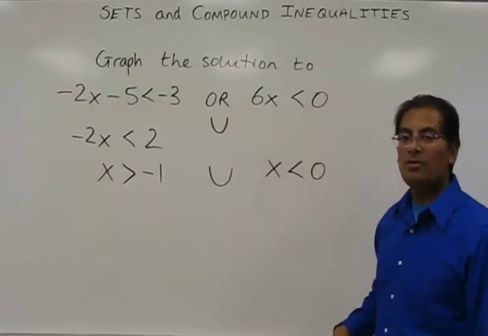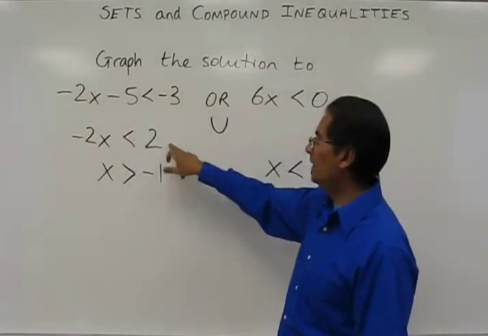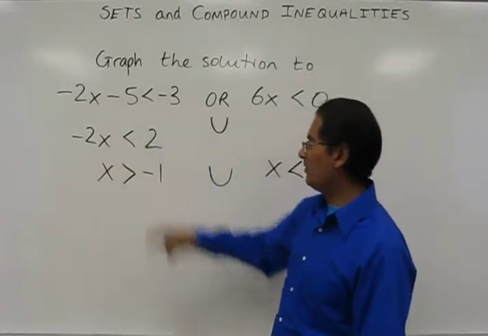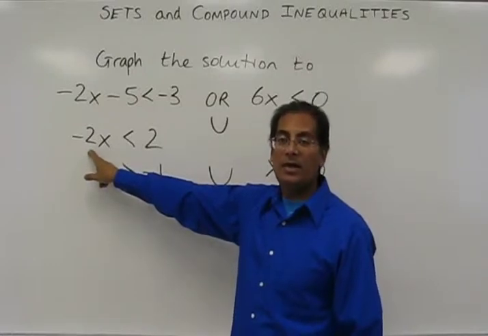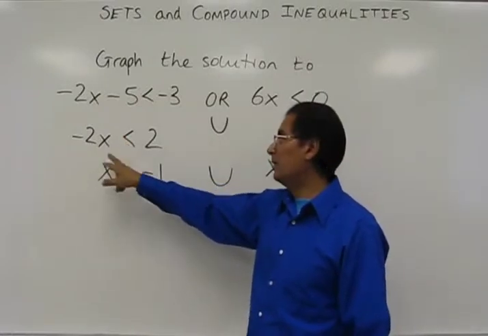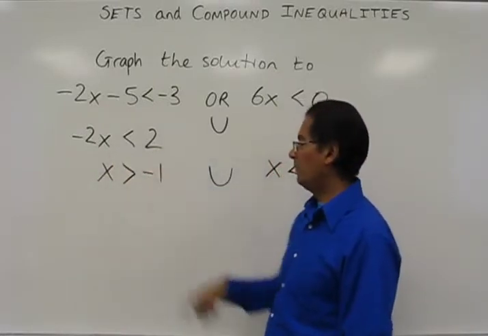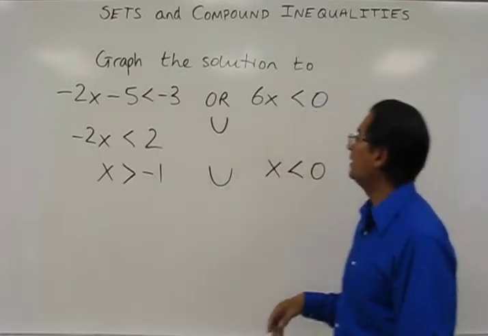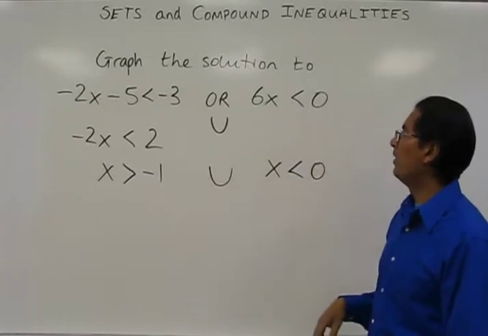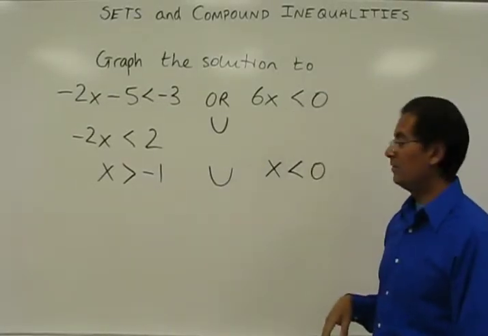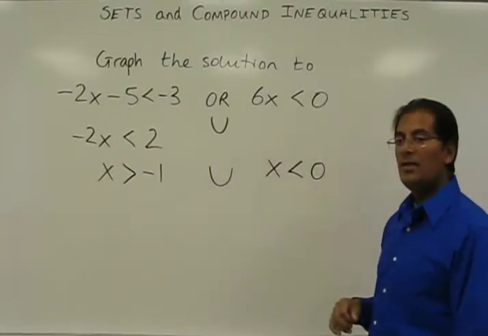So, as before, we have to solve for x, and here we would add 5 to both sides. If I add 5 to negative 3, I get 2. So negative 2x is less than 2. And I divide by negative 2. When I divide an inequality by a negative number, what happens? It flips to the other one. So we'll have x is greater than, and 2 divided by negative 2 is negative 1. So x is greater than negative 1. And on this side, I'll just divide both sides by 6. 0 divided by 6 is 0. So I get x less than 0. So we have x greater than negative 1, union x less than 0.